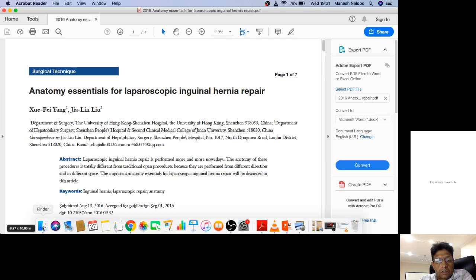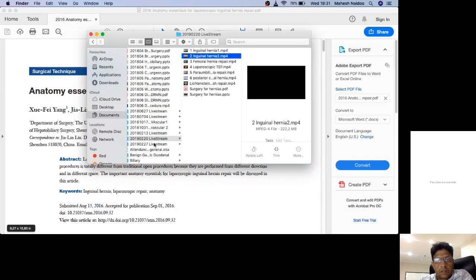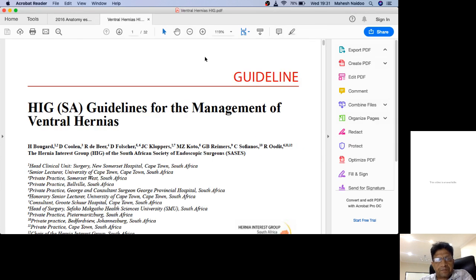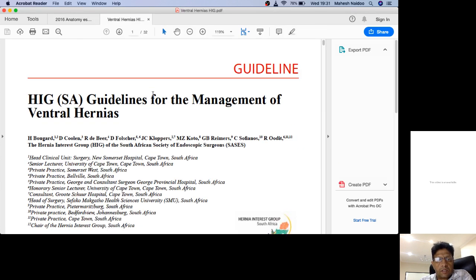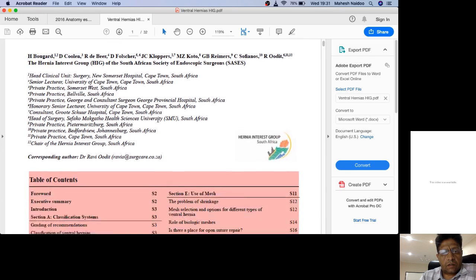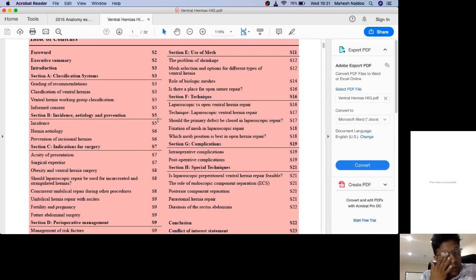This is the one article, the anatomy article, and the other article, which is quite long, it's a 32-page article. It's written in South Africa by South African surgeons, so it's highly relevant to us, and some of the people involved in this article could very well be your examiners. So I think this is a highly relevant topic.